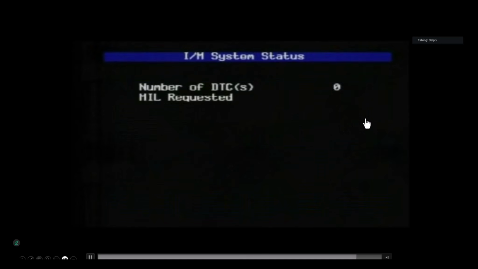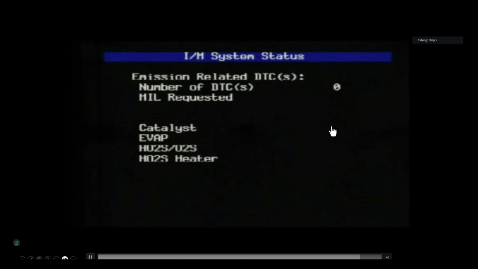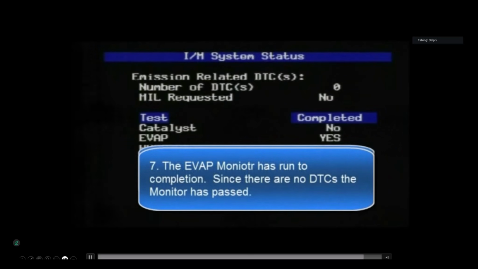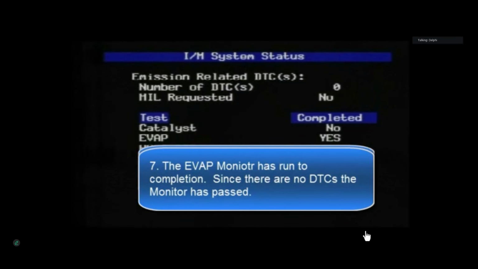I go to my EVAP page or my readiness page, and my EVAP monitor test is done. So when you take the time to think this out, you'll find out that EVAP can be run. It's just that it doesn't finish in some cases.